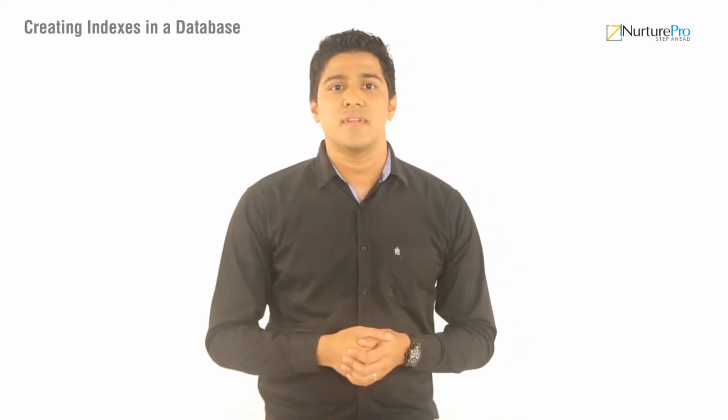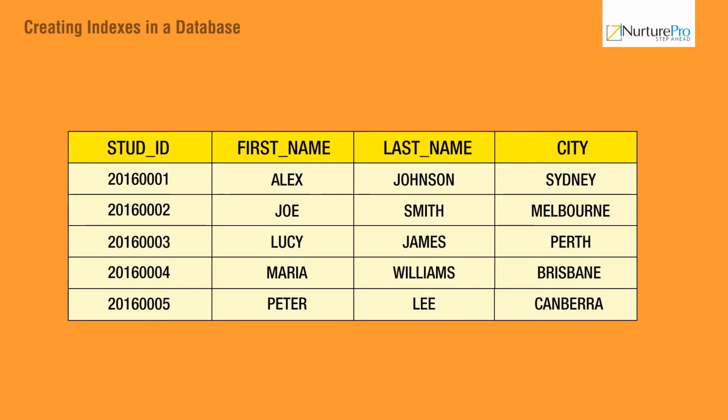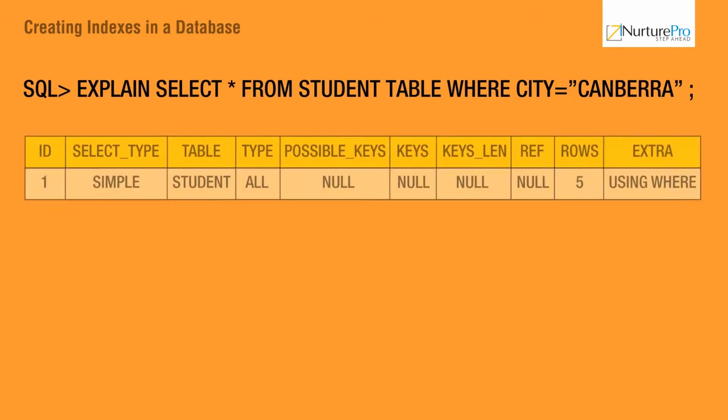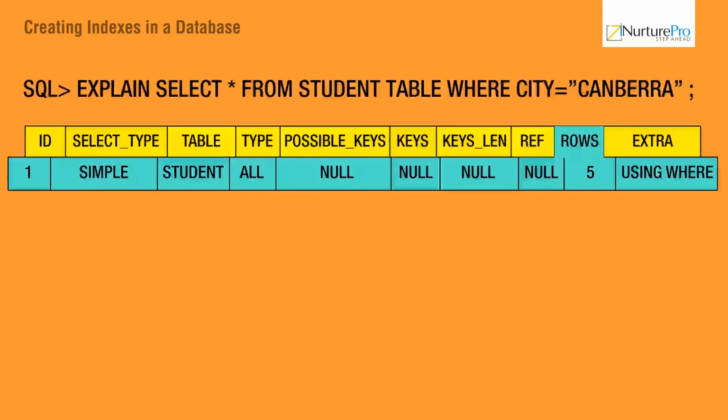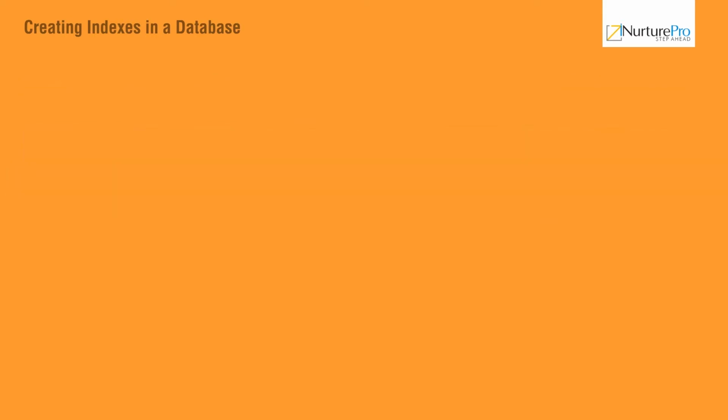Now, let us take an example and see how it works. Consider a student table shown on screen. For instance, if you want to search the city name Canberra, use the SQL query shown on screen. Here, the explain statement is used along with the select statement to provide information about how the query is examined. If you see the rows column in the resultant table, the query has gone through 5 rows before retrieving the city Canberra. This is what happens if your table is not indexed.